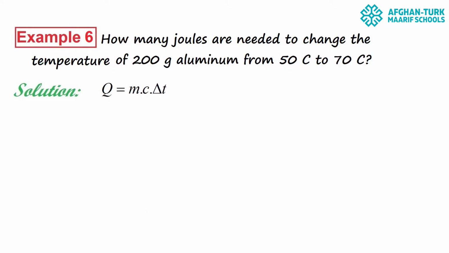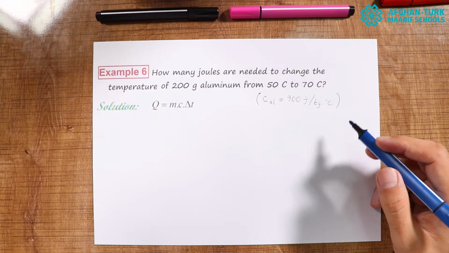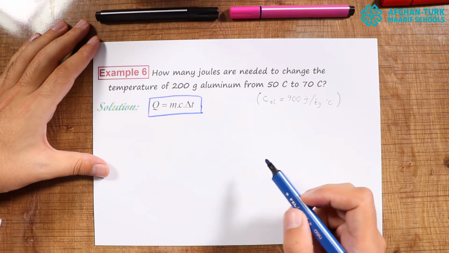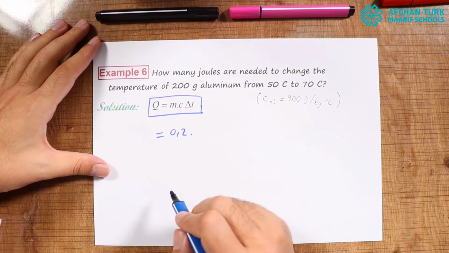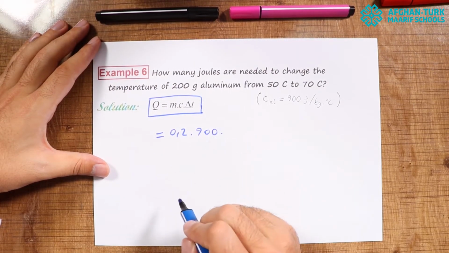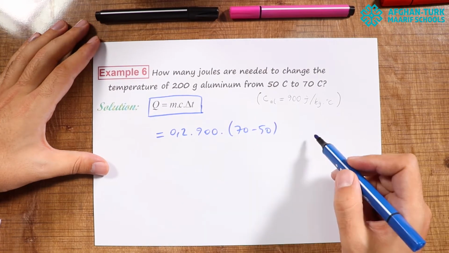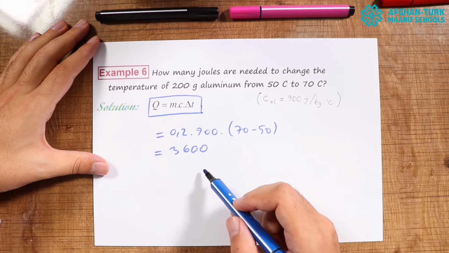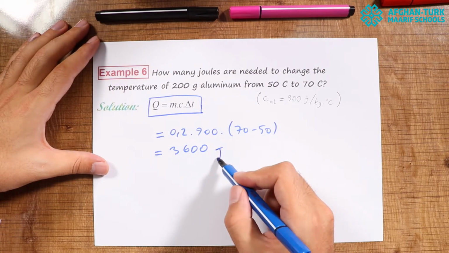Again, we have a similar question, so let's find out the needed energy in terms of joules. The specific heat capacity for aluminium in terms of joules is 900. When I put the values in their places, I will get 0.2 times 900 times delta T, which is 70 minus 50. And because it's in kilograms, we need to transform the gram to kilogram. So from here I can get 3600 joules.